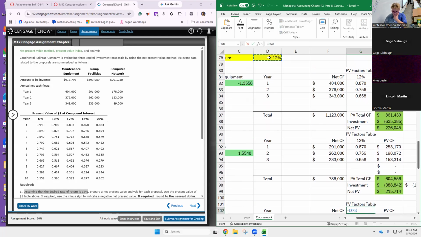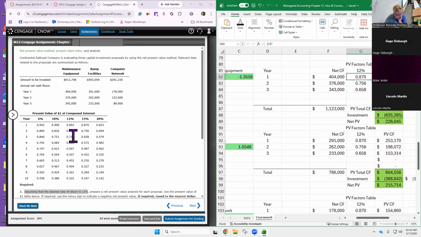But I need 12%. Okay, so the first 3 years of the factors that I want to key in are these 3 here. That's going to be the present value factor that's going to be multiplied by the net cash flow that we've been given. Okay, so 0.893, 0.797. Point. All right. Let me just double check: 0.893, 0.797, 0.712.